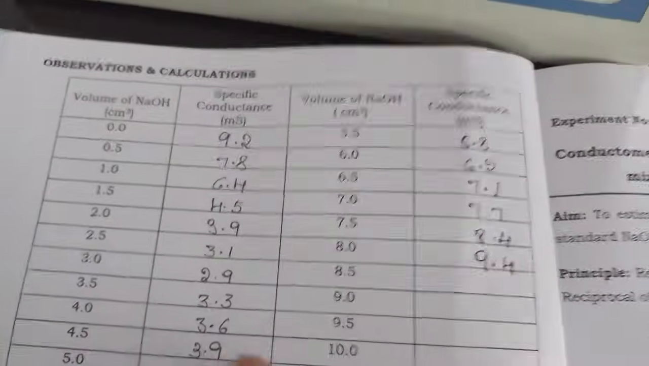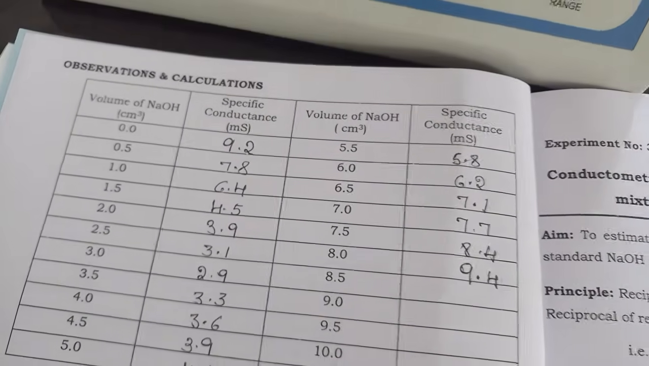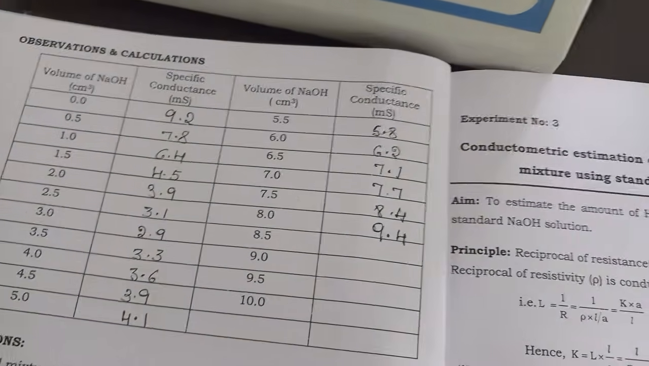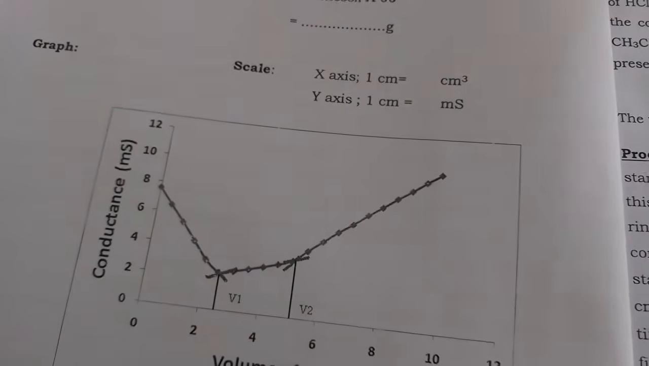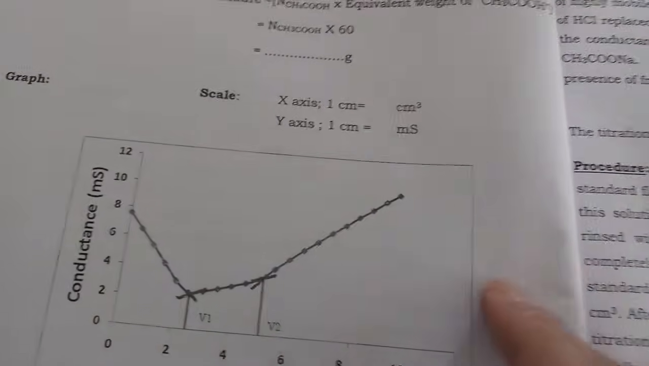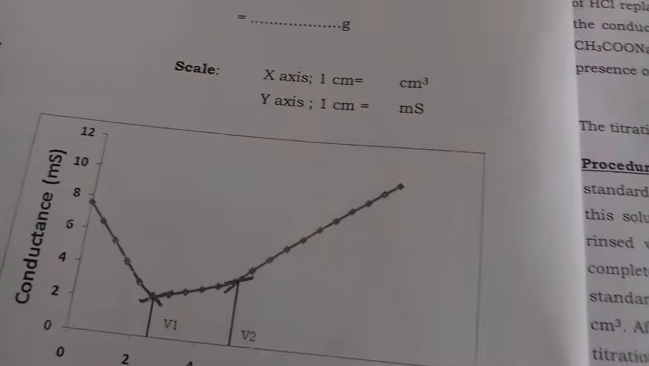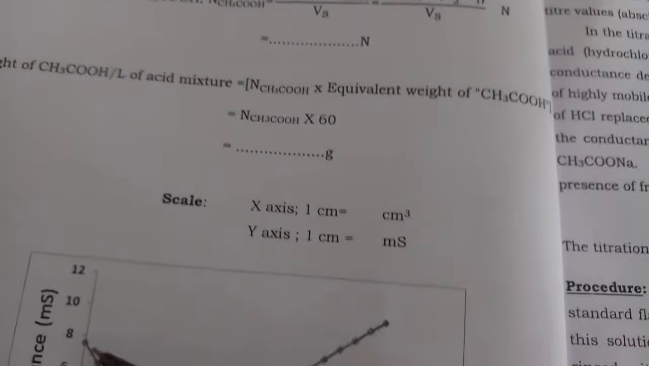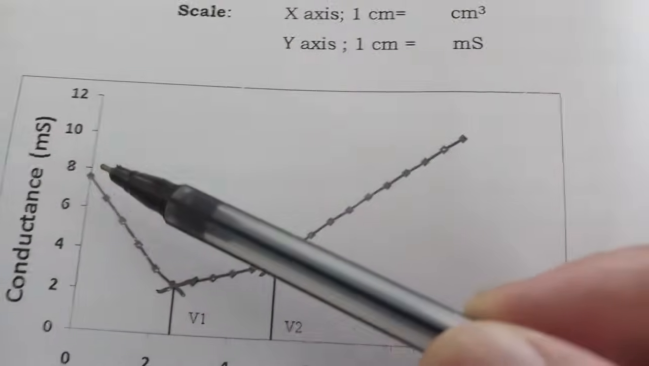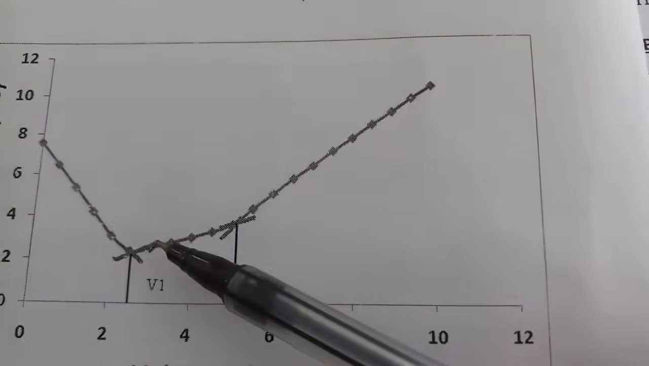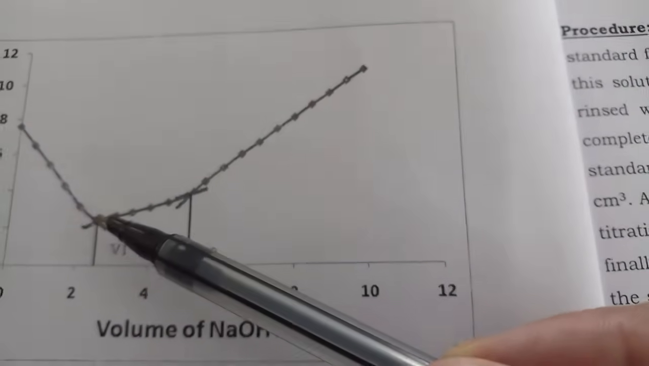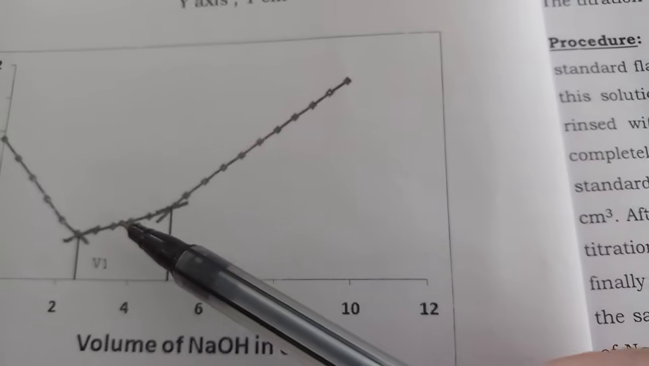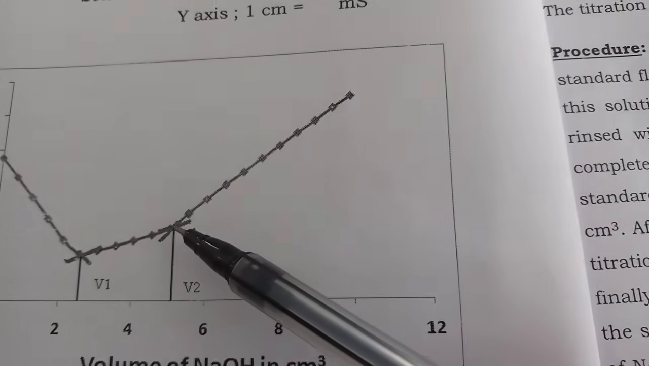Based on this reading, volume of NaOH and the specific conductance, we can plot the graph, volume of NaOH on the x axis and the conductance on the y axis. Now here you can see initially the conductance is high, it is decreasing and we have one neutralization point. Now this is the neutralization of strong acid. Now here further acetic acid is dissociating, therefore conductance is increasing.